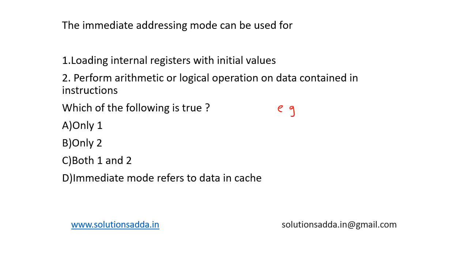Consider some of the examples. Here we have load R1, comma, value 100. Here R1 is loaded with the value 100. And the instruction is add I, which refers to immediate, R2, comma, 200. Here the value of register R2 along with the immediate operand value 200 is added and saved into the register R2 itself. So going by the options, option A, that is option 1 and option 2, both are correct. So the correct answer is both 1 and 2.